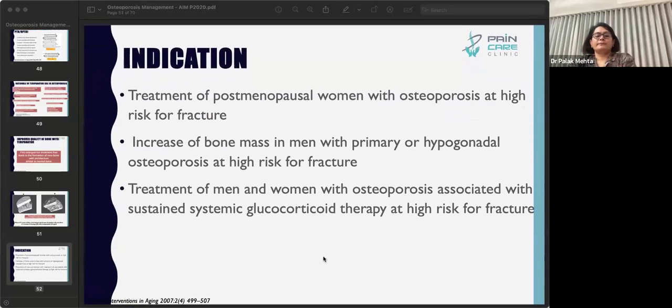So treatment of postmenopausal women with osteoporosis at high risk of fracture. Increase of bone mass in men with primary or hypogonadal osteoporosis at high risk for fracture, and treatment of men and women with osteoporosis associated with sustained systemic glucocorticoid therapy and high risk of fracture.